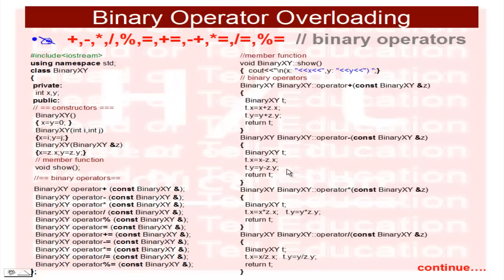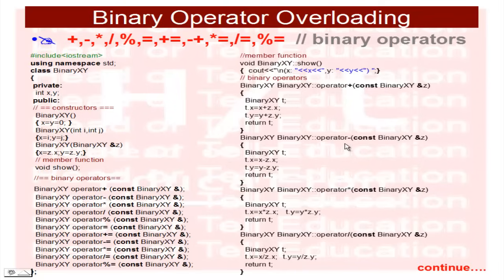Now the same code, return type binary xy colon colon operator. Now the sign is changed to minus, parameter is the same, and here a binary xy object t is created. Okay, and I have changed the sign: t dot x equal to x minus z dot x, t dot y equal to y minus z dot y, and return t. So this is for minus.